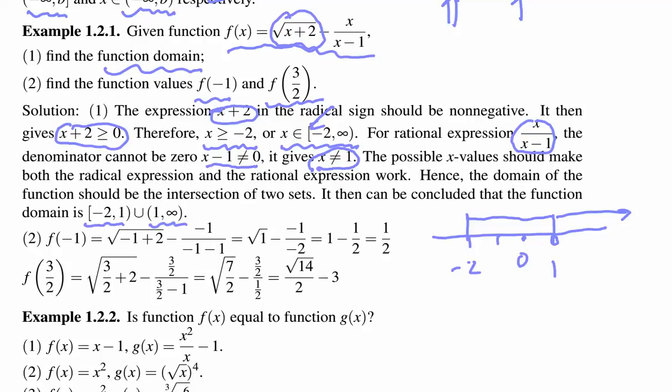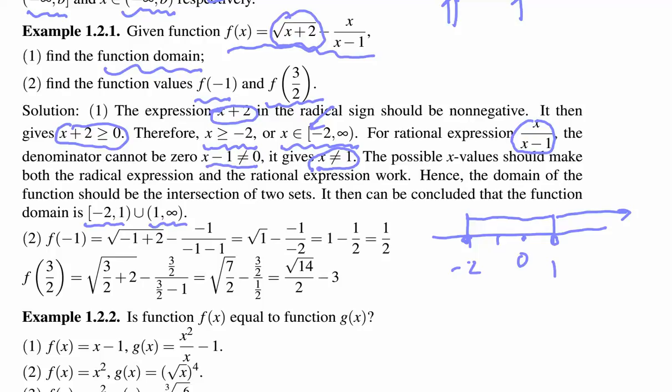From -2 is included, so solid point, to 1, round point. Union from 1, not included, to positive infinity. Union means what? Put those two together. Okay, that's the function domain.